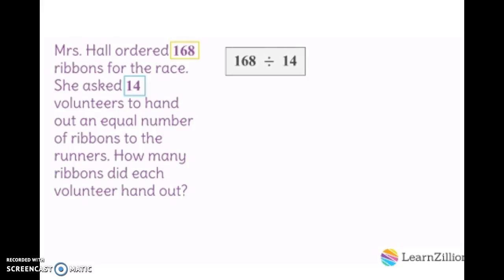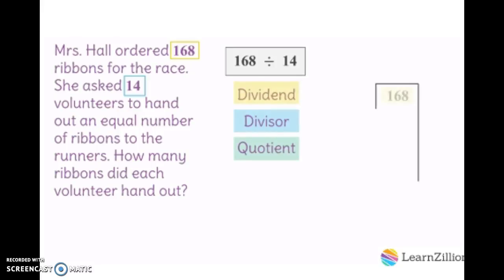I'm going to go through the same process using my dividend and divisor to find the quotient. We take our dividend 168 and our divisor 14, and I don't know 168 divided by 14 using mental math, so I need to figure out the answer. Sometimes a good place to start is using multiples of 10 to help us work our way towards the dividend. I know that 10 groups of 14 equals 140.